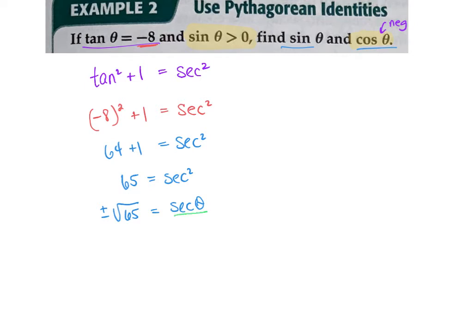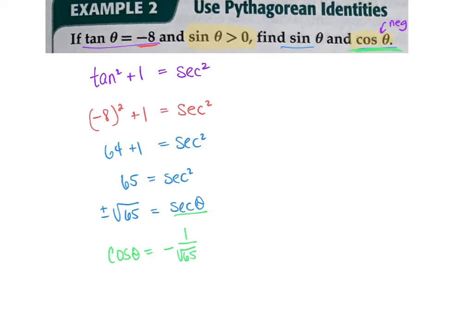I have my secant, I need my cosine. What do I do with my secant to get my cosine? Yeah, reciprocate it, just 1 over. Is it going to be my positive one or my negative one based on what I decided up there? Negative. So my cosine is going to be negative 1 over the square root of 65.